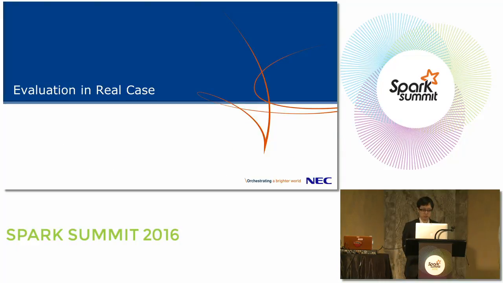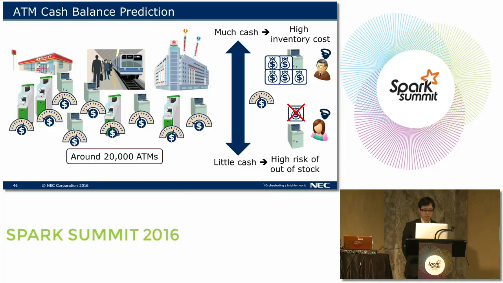Okay, so finally, let's move on to the evaluation in a real use case. To evaluate the value of distributed HML in a real use case, we performed an ATM cash balance prediction with real data. Suppose that the average stock of an ATM is $50,000 US. If we have 20,000 ATMs, the stock size is 1 billion US dollars. So it's a very large cash inventory.